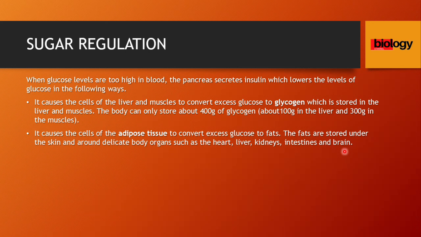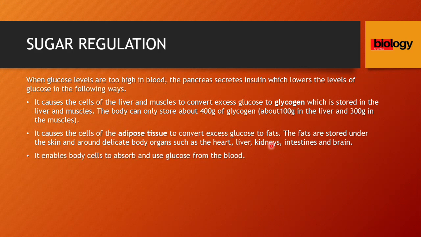Now this adipose tissue is the one that will convert excess glucose to fats, and the fats are stored under the skin. And again, you're going to find fats in the walls of the heart, liver, kidneys, intestines, and the brain. So that's another thing that insulin does. It will cause the cells of the adipose tissue to convert excess glucose to fats.